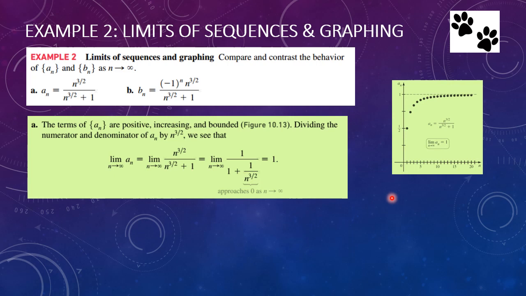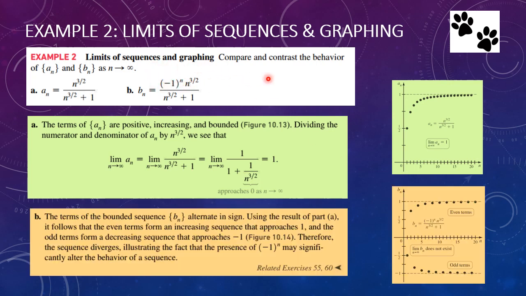Okay? Let's look at b sub n, which is really the same formula, however, with a multiplier of -1 to the power of n.